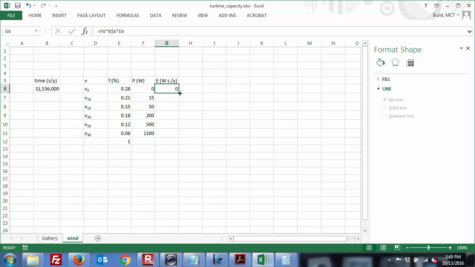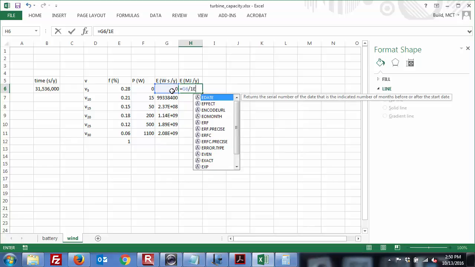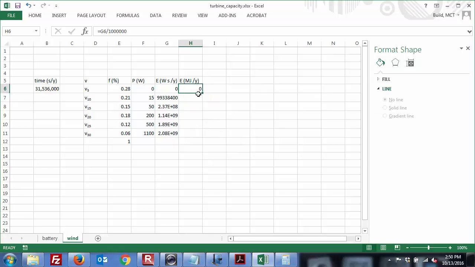Zero times anything is zero. We drag this down, and now I'll copy, paste energy in. A watt-second is the same as a joule, so I'll multiply this. I'm going to convert it to megajoules, so this equals that number divided by 1E6, which is a million. Still zero. Too bad, sorry.